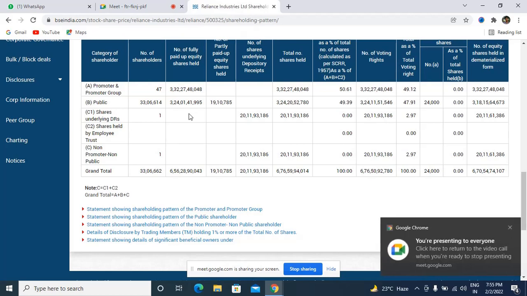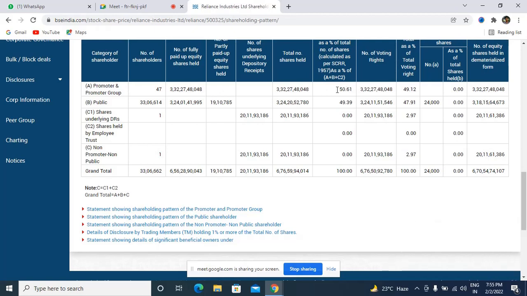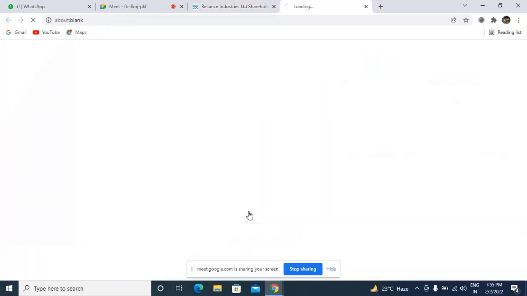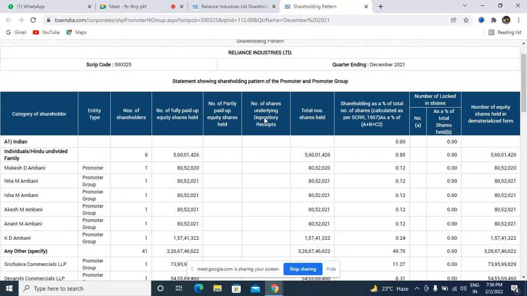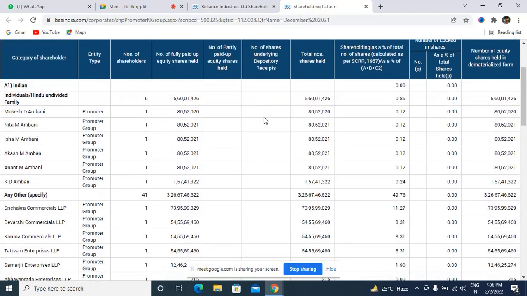Now, for the Reliance example that we were talking about. The promoter and group are holding 50.61% and the public holds 49.39%, right? So now who are these shareholders? Many investments were made in this company in the recent past, as we have heard, right? So let us look at it. Individuals or Hindu undivided families.